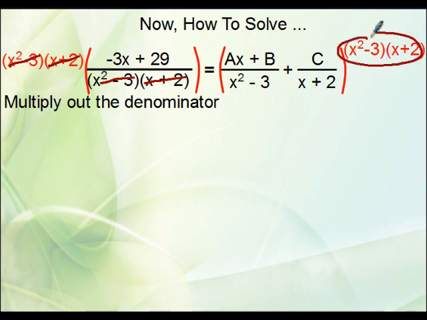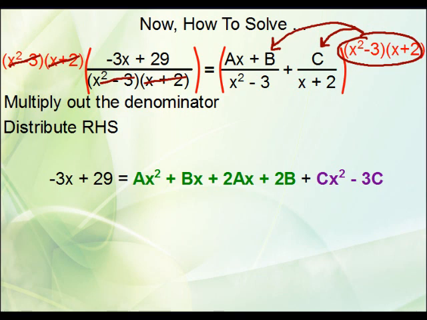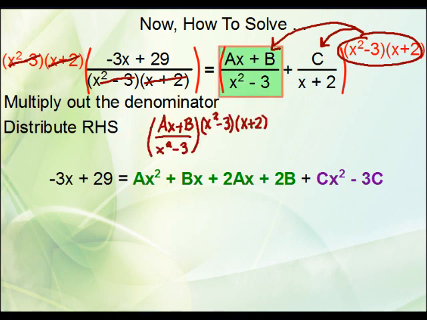This group here would distribute to here and here. So what will happen is the x squared minus 3 will go away here. The x plus 2 will go away there. And once you've distributed, you should get something like this. What you're seeing here in green is the result of the distribution here. What you're seeing in purple is the result of the distribution here. So for this first fraction, these two just reduce out, and what you're left with is ax plus b foiling with x plus 2. So that's what you're seeing here as the result in green.